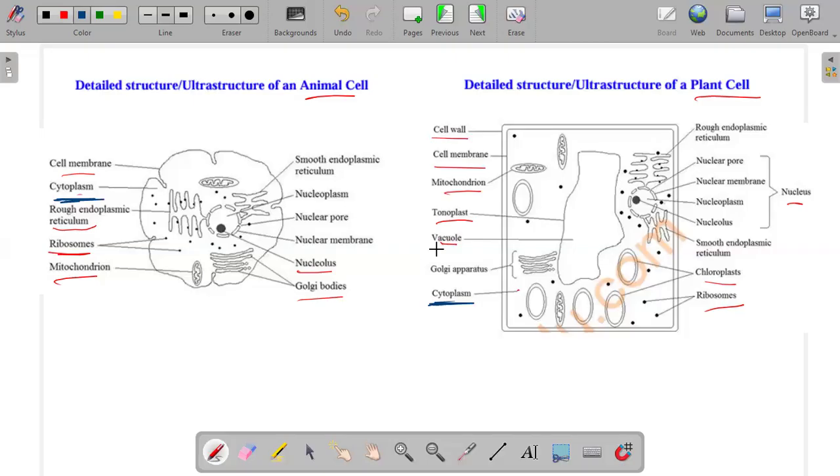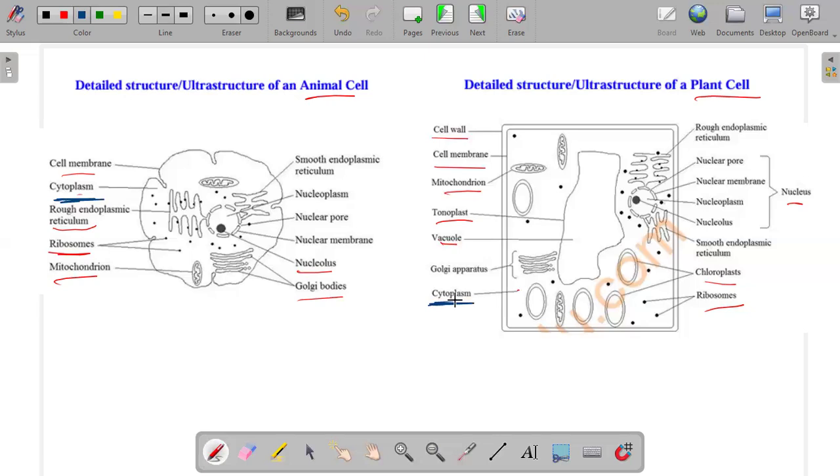Now, this cytoplasm contains organelles or cell structures. These cell structures that you are seeing, the mitochondria, the vacuole, the ribosomes, all these are the organelles or the cell structures, and they're suspended in the cytoplasm. This is the site for cell activities, where the activities of the cell happen. So that is the cytoplasm.